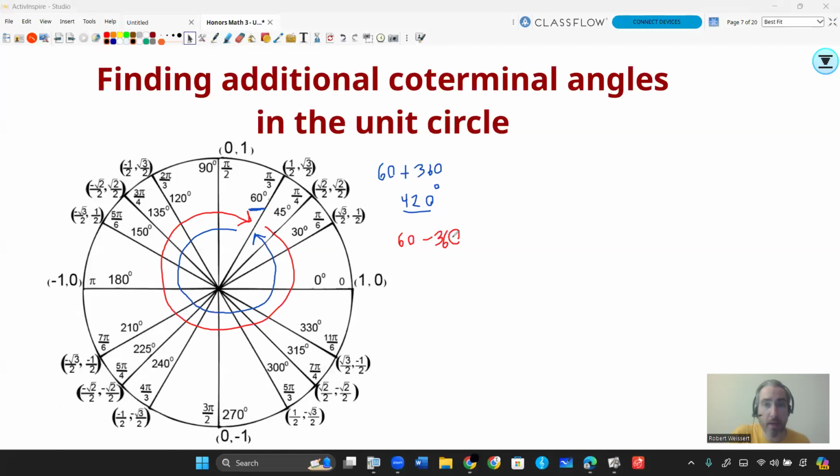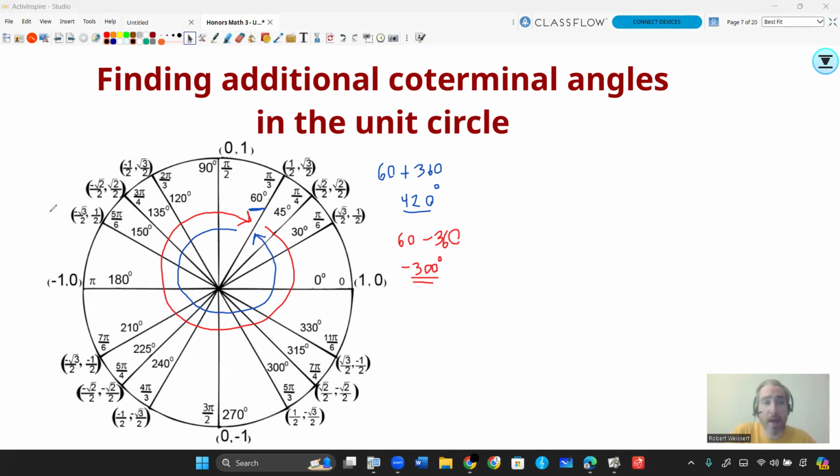And if I do that, I'm going to have negative 300 degrees. And that's considered coterminal as well with 60. So just getting coterminal angles, both positive and negative, is just a matter of adding or subtracting 360, depending on which direction you want to go.